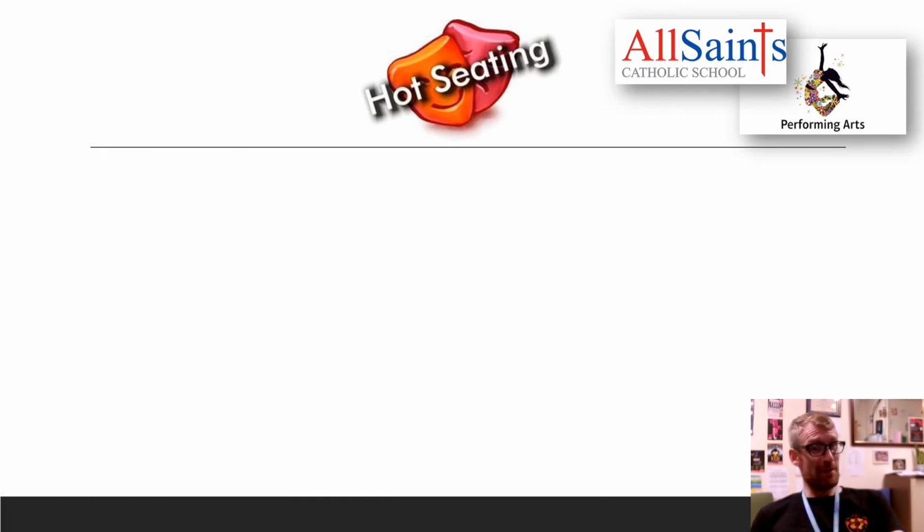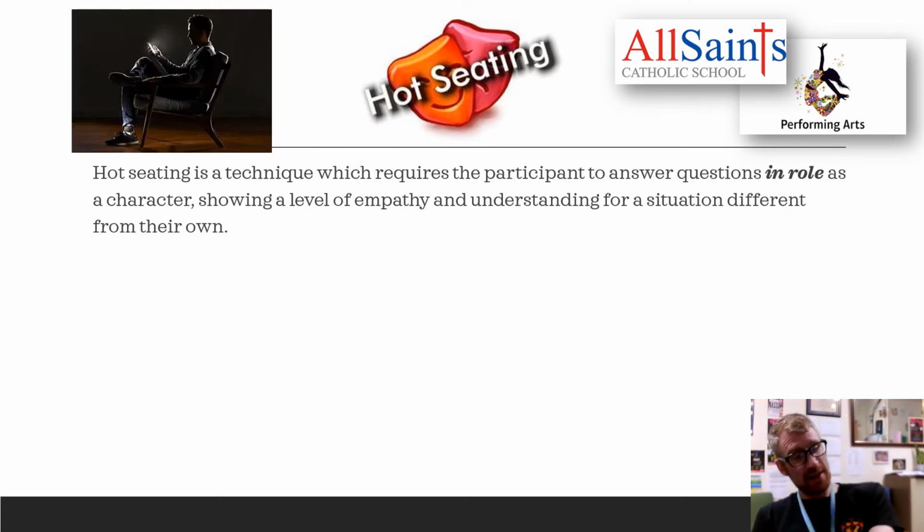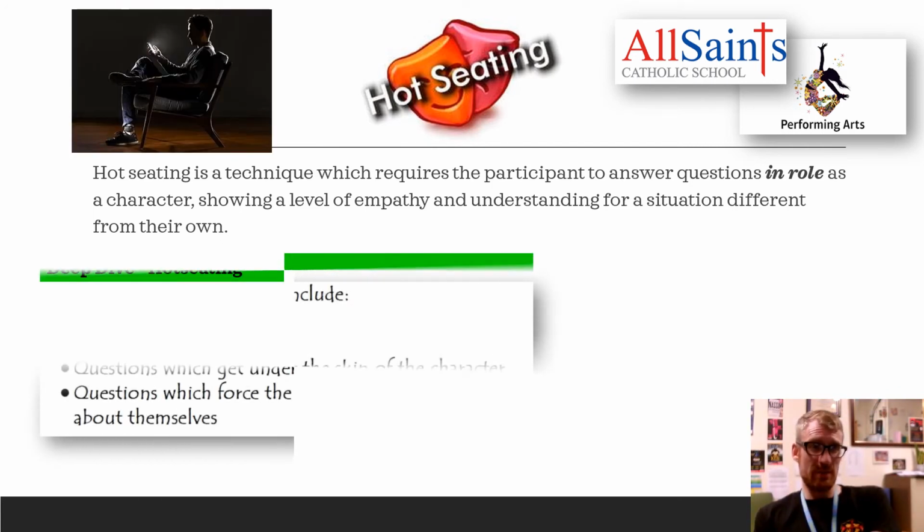Hot seating. Now, you may have heard of this before, of course. Hot seating is a technique which requires the participant to answer questions in role as a character, showing a level of empathy and understanding for a situation different from their own. And obviously, they're now dealing with these questions on their own. So having done the last exercise, conscience corridor, the person who's playing the victim might have lots and lots of ideas now as to how they're feeling, and that could be a brilliant setup for something like hot seating.